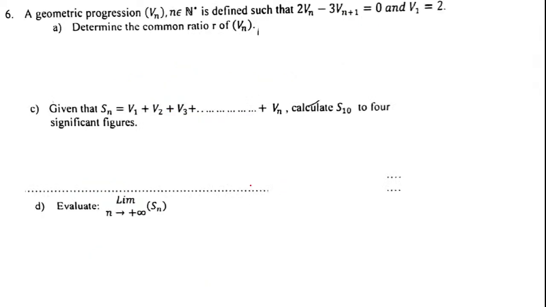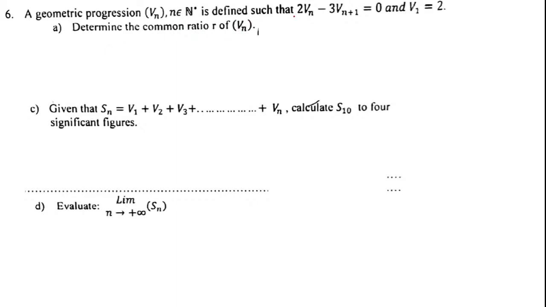Question 6. A geometric progression Vn, where n is an element of N star, is defined such that 2Vn minus 3V(n+1) is equal to 0, and V1 equals 2. So V1 equals 2 means the first term is equal to 2. A part of the question says determine the common ratio of Vn.